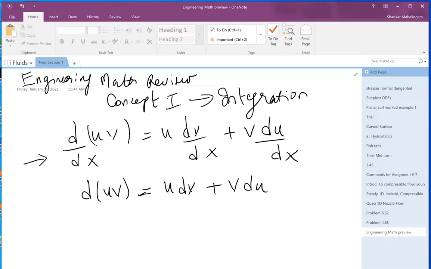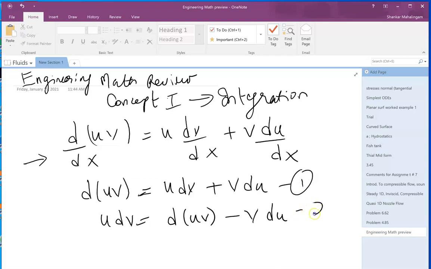And so from here, I can rearrange this and write this as u dv equals d of uv minus v du, right? So all I've done is rearrange terms in the equation above. If this is equation 1, equation 2 comes from just moving this u dv term to the left-hand side and moving this d of uv term to the right-hand side, and making adjustments for the sign.